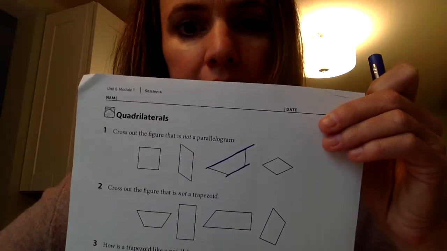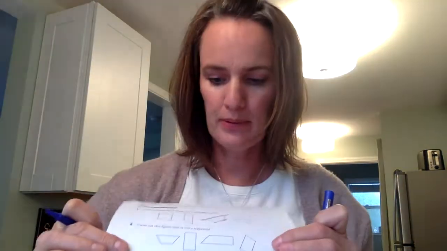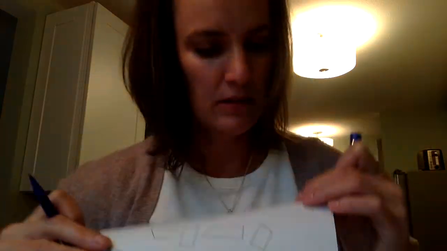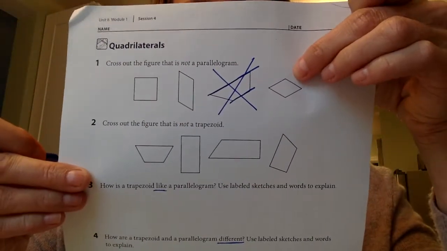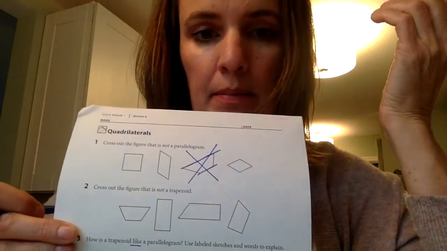So that one is not a parallelogram because a parallelogram has two pairs of opposite sides that are parallel. So that trapezoid, nope. What's it say to do? Cross out. So I'm going to cross him out. What about the next one? This guy. Oh yeah, both of those sides are parallel. So we're not going to cross him out either.